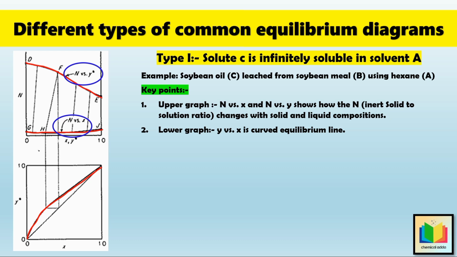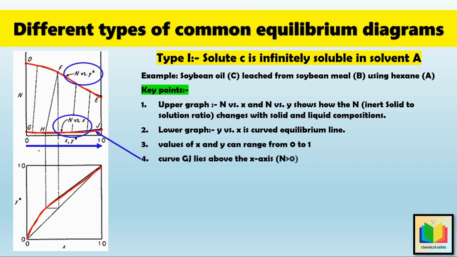Then, we can see that in the upper graph, the values of X and Y can range from 0 to 1. As we know, in this case solute C dissolves completely in solvent, without any solubility limit. Hence, the values of X and Y, representing solute concentrations in the liquid retained by the leached solid and the withdrawn leaching solution, can range from 0 to 1. Then, we can see that in the upper graph, the curve GJ lies above the X-axis, which shows that N is greater than 0. Hence we can conclude that the withdrawn leaching solution contains some solids B. And this is because either solid B is partly soluble in the solvent, or an incompletely settled liquid has been withdrawn.